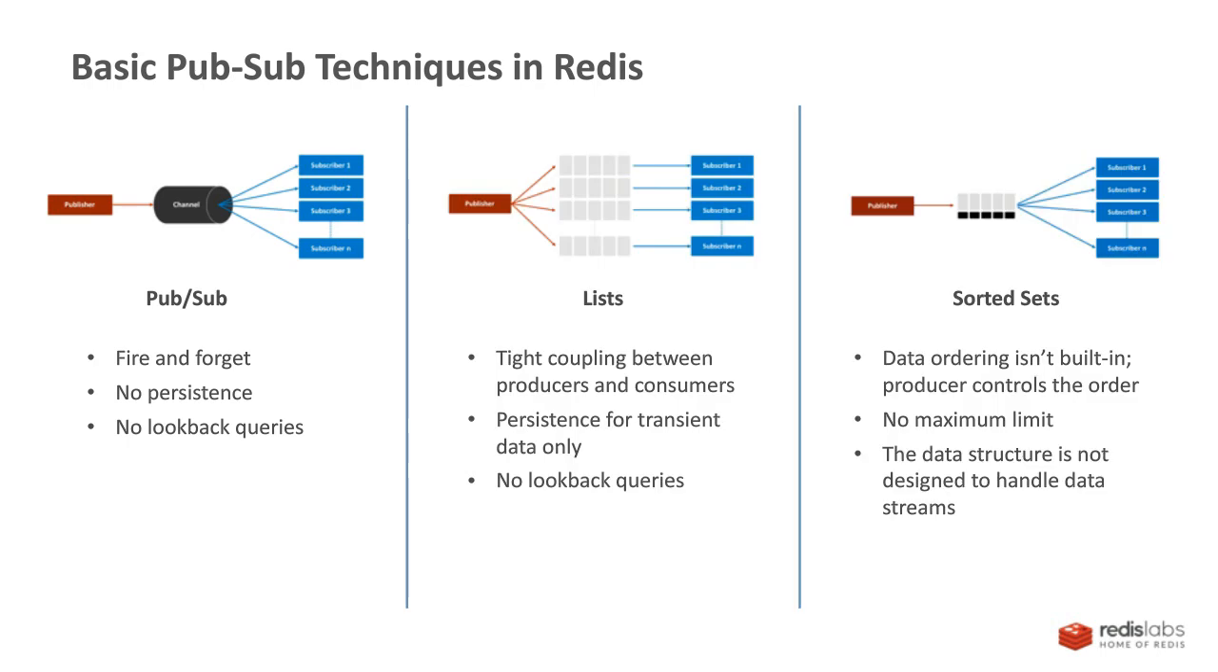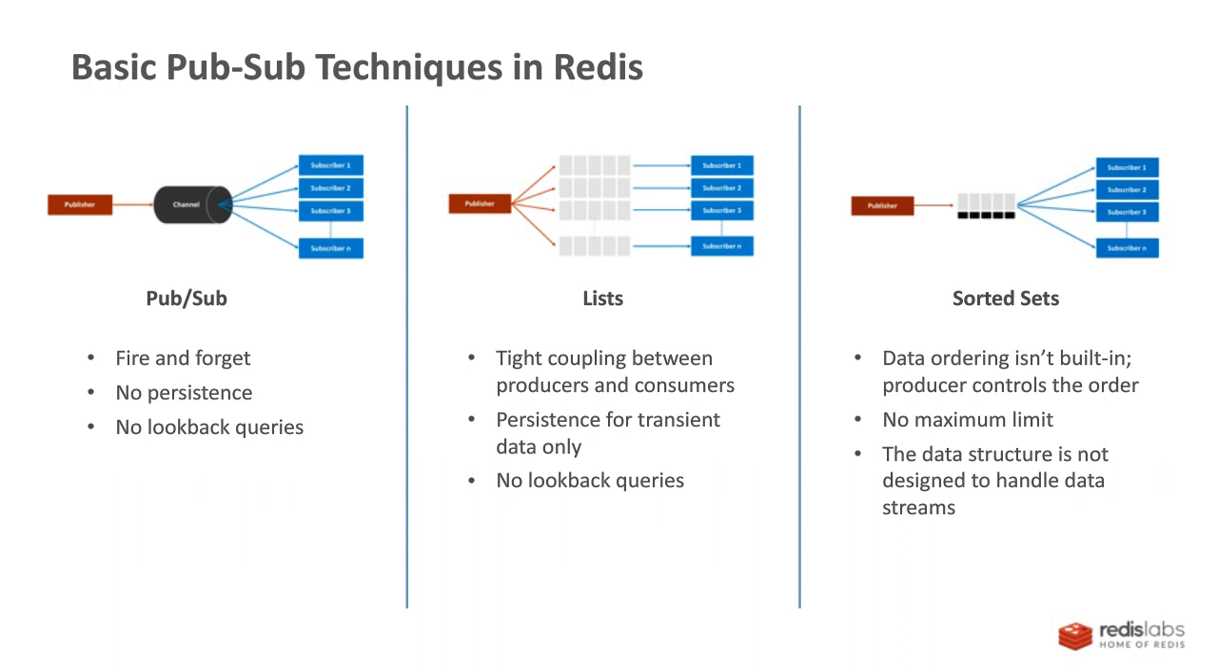One is straight up PubSub, but it's fire and forget. That means there is no persistence. You cannot look back to your queries. It is all real time and it's live. So if you have one publisher and many subscribers listening to it, and one of those subscribers goes down when the message was fired, then if you missed it, you missed it. You can no longer go back and get it.